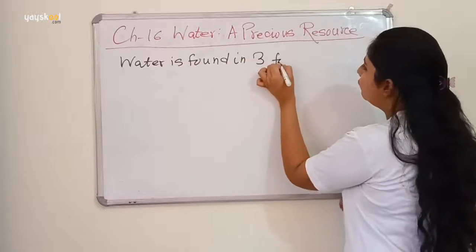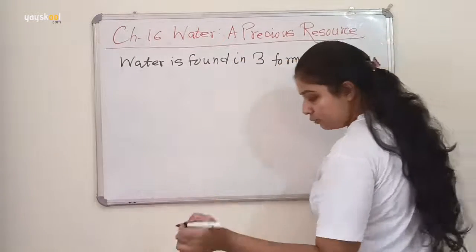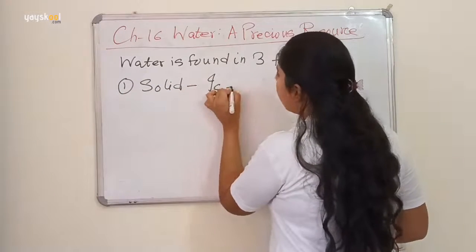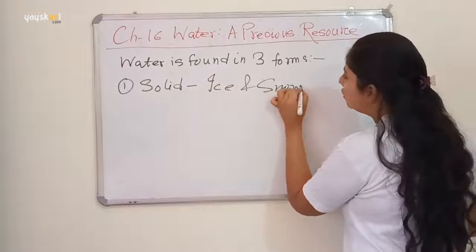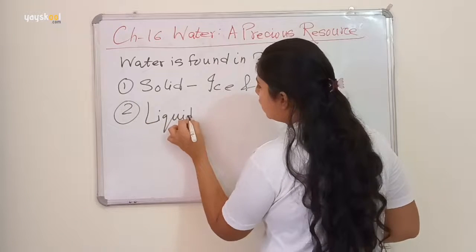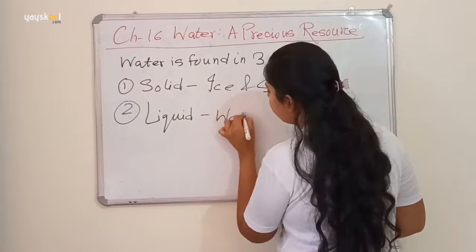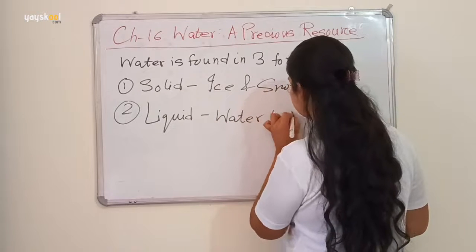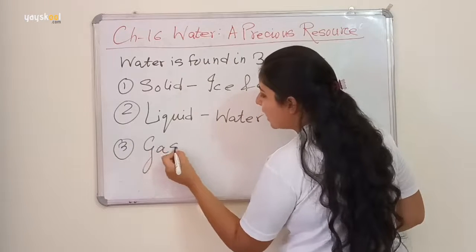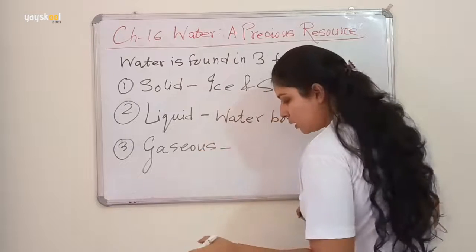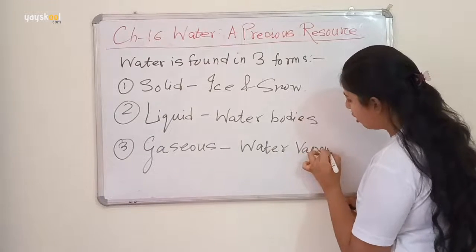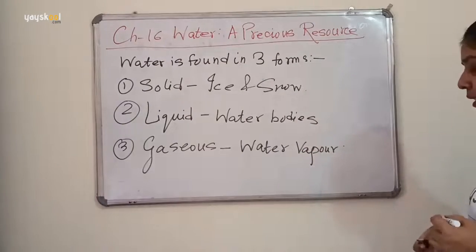Water is found in three forms. Okay, what are those three forms? Number one is solid, and by solid we know ice and snow. We know this. Next we have liquid, the form we all use, which is water bodies and rainfall. And lastly we have the gaseous phase of water. And what is gaseous? It is water vapor. So these are the forms of water that are available on earth.